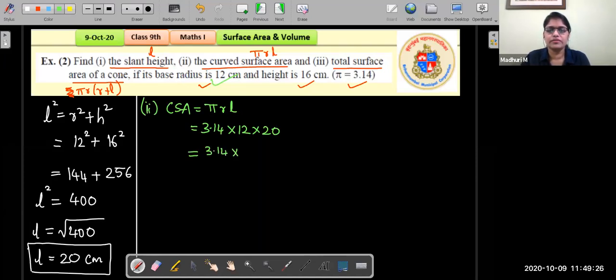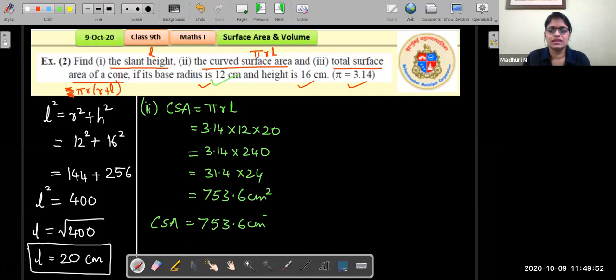So simply multiplying this out, what do we get? That would be 3.14 into 240. The decimal point will move because of 10. That would be 31.4 into 24. And then simplifying, what is the answer? That would turn out to be 753.6 centimeters squared. Okay, that gives us the CSA. The CSA equals 753.6 centimeters squared. I hope you all are solving with me.